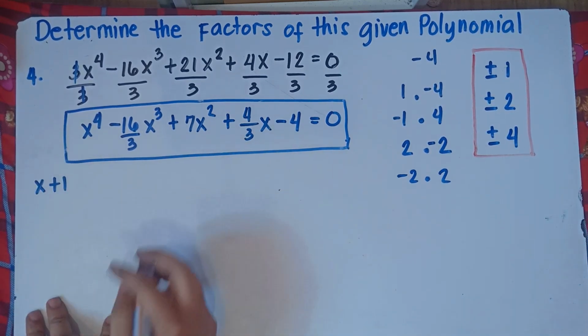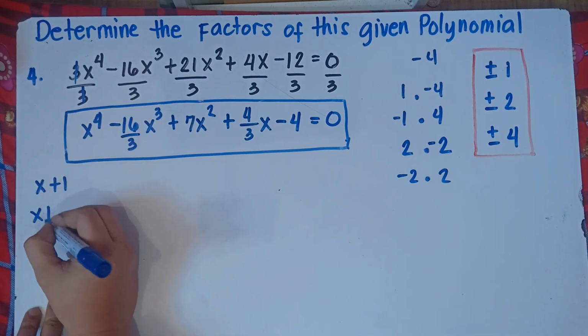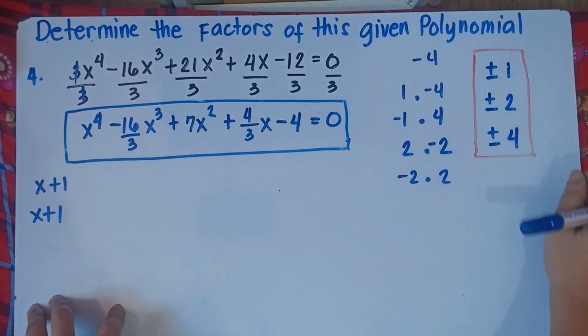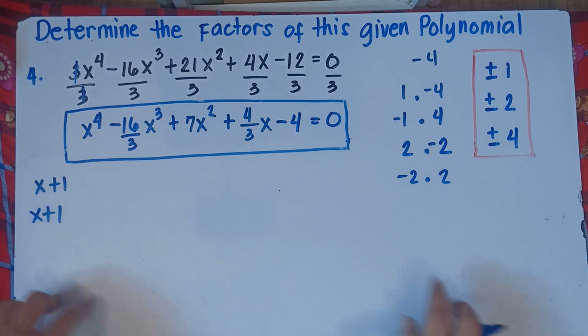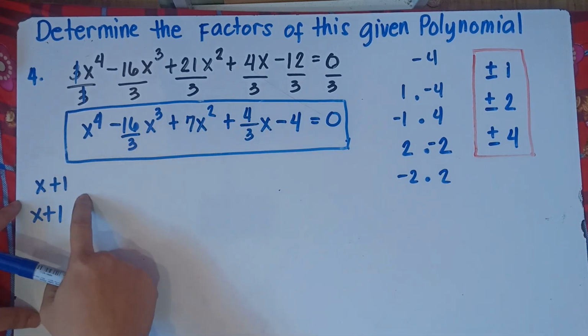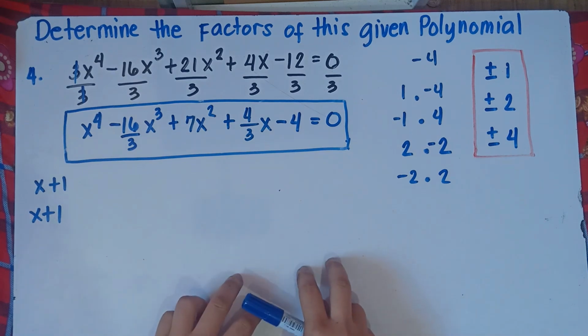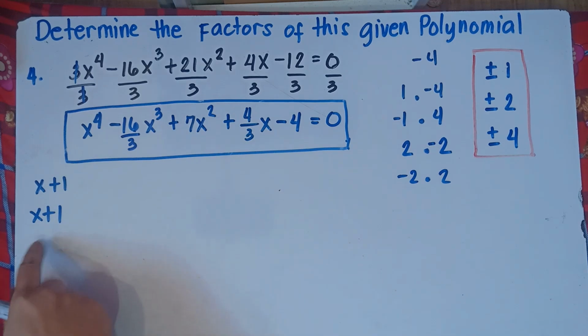Let's check using synthetic division. So you equate this one into 0. So x plus 1, once again class, you start with positive 1. Next will be negative 1, then positive 2, minus 2, positive 4, then minus 4. Let's check first, class, positive 1. Now, if your answer in synthetic division, the last number is 0, therefore this is a factor of this given polynomial.